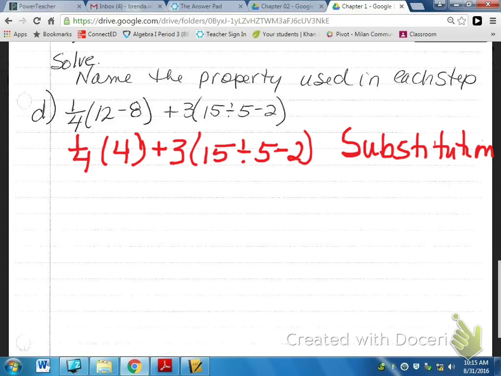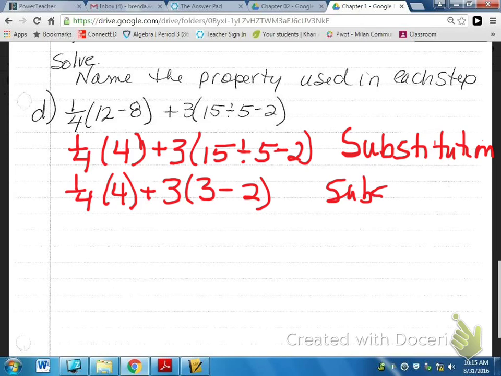All right, now I'm going to go to the next step. What would I do next in order of operations? I would do the 15 divided by 5. So I keep writing 1/4 times 4. You just got to bring it along. Plus 3, and then 15 divided by 5 would be 3. Again, I've not done anything different other than substitution again, because I put what it was equal to.